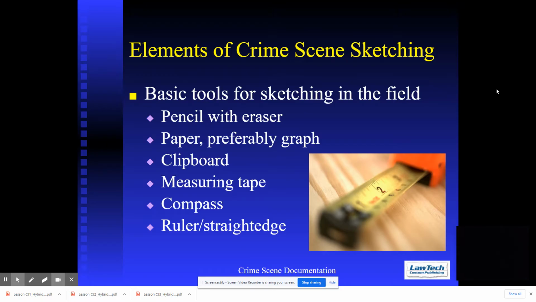A measuring tape. Believe it or not, reading a measuring tape is not common knowledge. You'll find out that every measuring tape is made just a little bit differently. And if you're not familiar with what the markings are, sometimes it gets a little bit confusing.